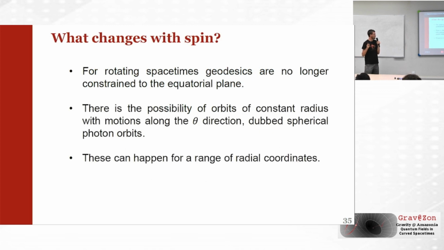But what changes with spin is that now geodesics are not necessarily planar, so we cannot constrain them to be on the equatorial plane of the spacetime. In particular, for the case of null geodesics, we can have geodesics with constant radial coordinate which have motion along the theta direction. These are the so-called spherical photon orbits, and they will happen for a range of radial coordinates. So we are not looking anymore for isolated solutions like we did in the static case.